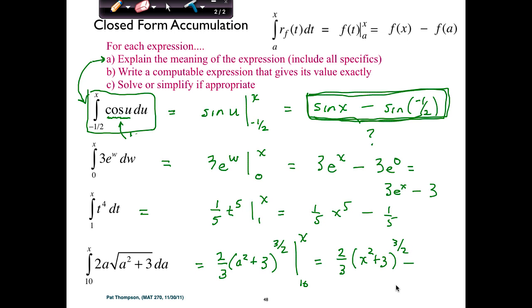And then plug in 10. I think you get 103. Do you get 103 right there?